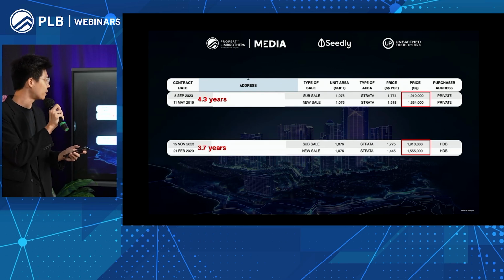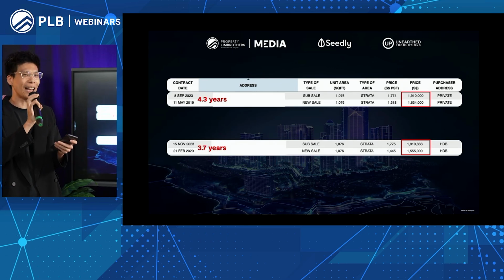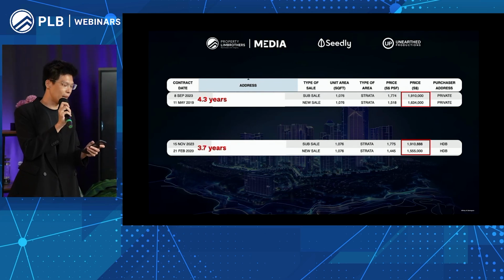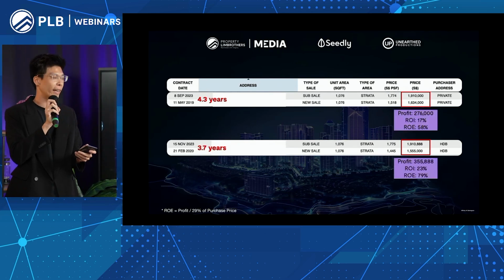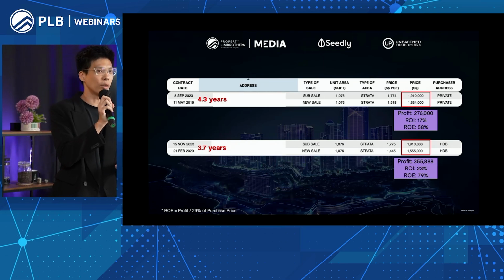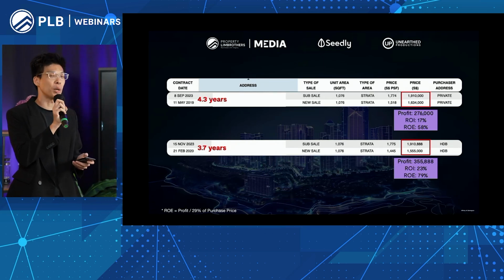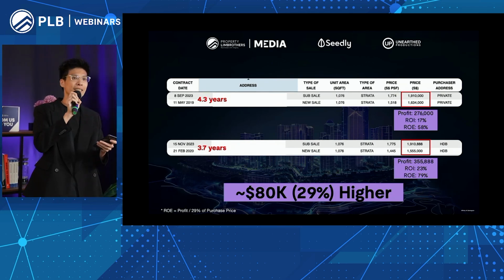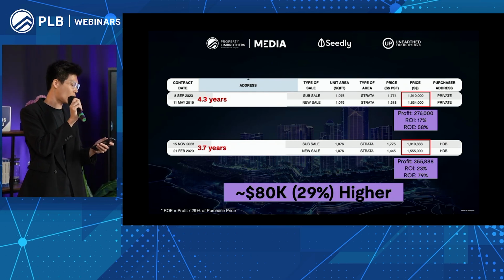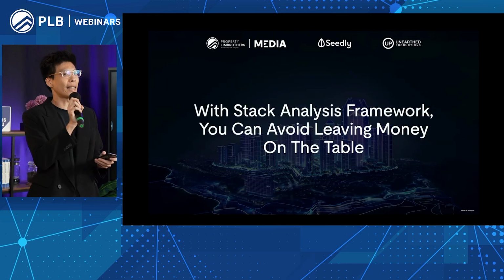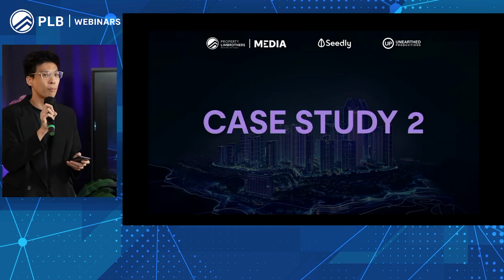So this actually gives a decent healthy profit, which the other unit, which is actually the pool view facing, managed to secure a similar exit price point. If you look at the absolute profit margin, one is at $276,000 versus the other one, which is close to $356,000. So this is a disparity in profit margin of close to 80k, at 29%. Right? So when we do a stack analysis successfully, number one, we can avoid leaving money on the table.